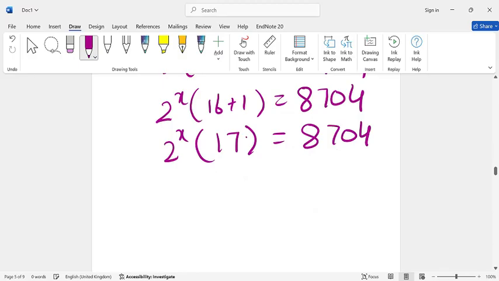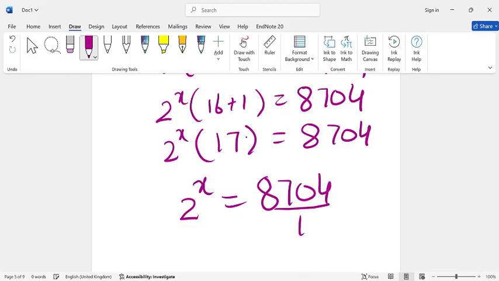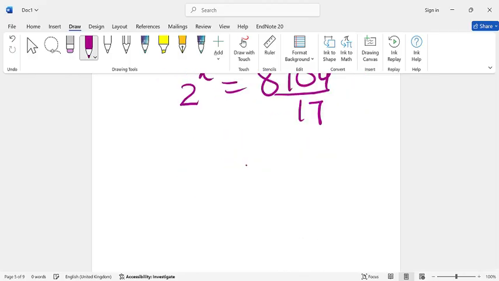We simply do, we have 2^x equals 8704 divided by 17. All right? So 2^x equals, the answer is 512.